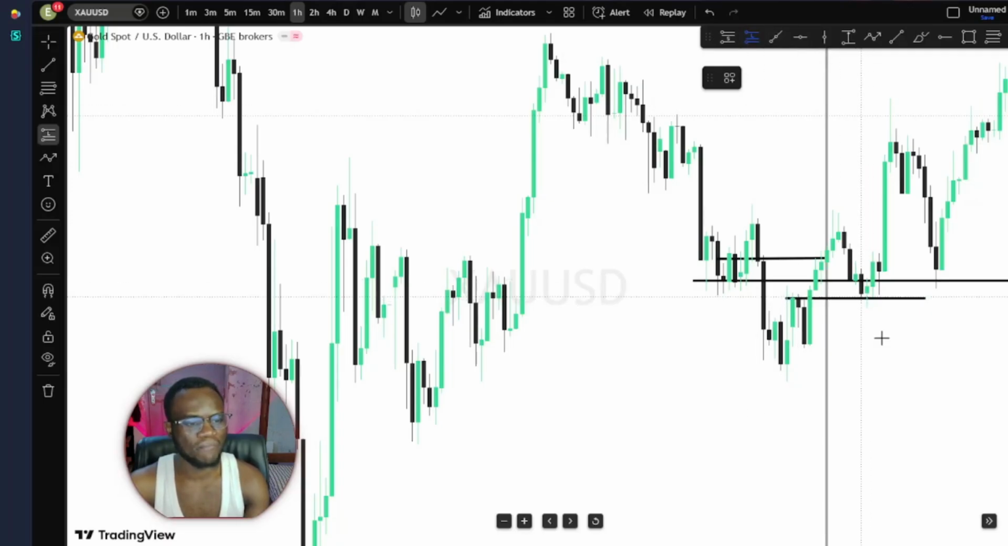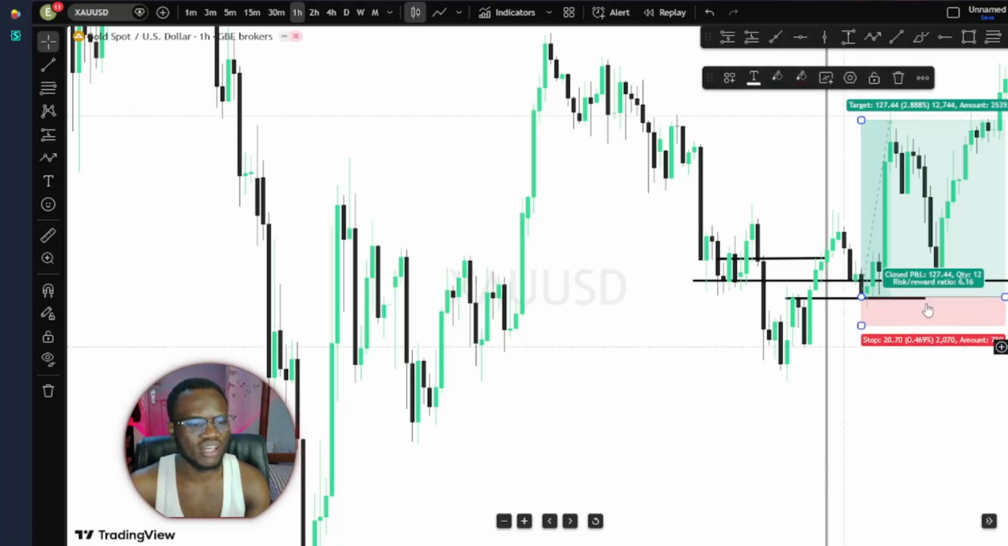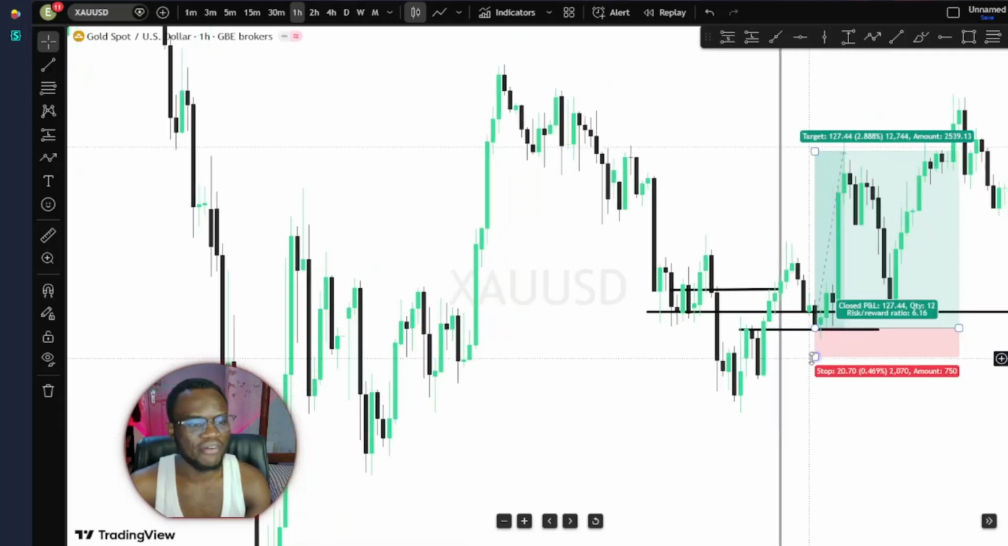We buy from here. Now here it will be a sure. Though around this time the market volatility was very, very high. You can see that this stop loss is 200 pips. During this time, the market was really moving.